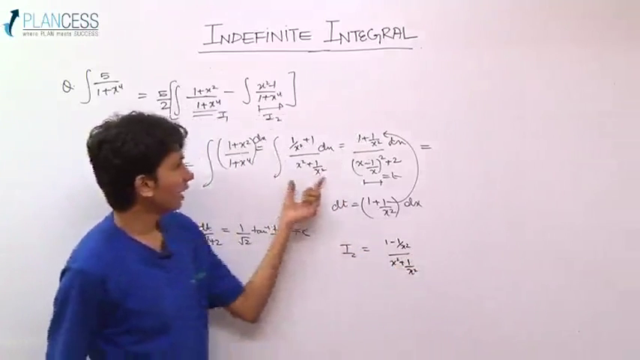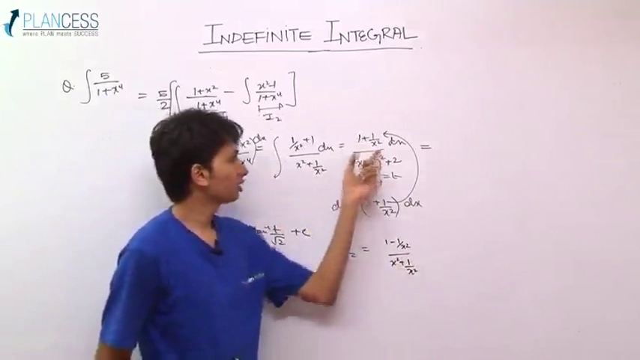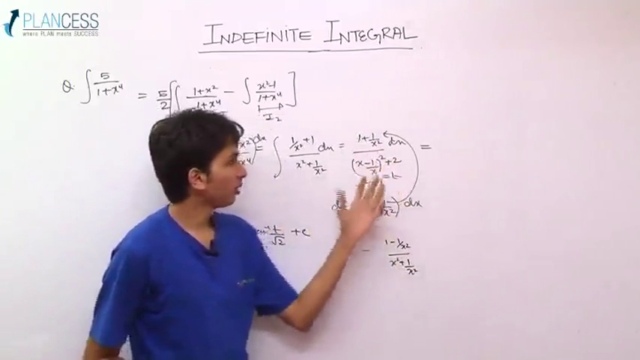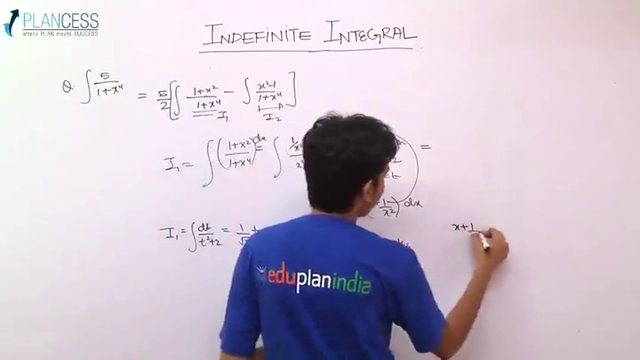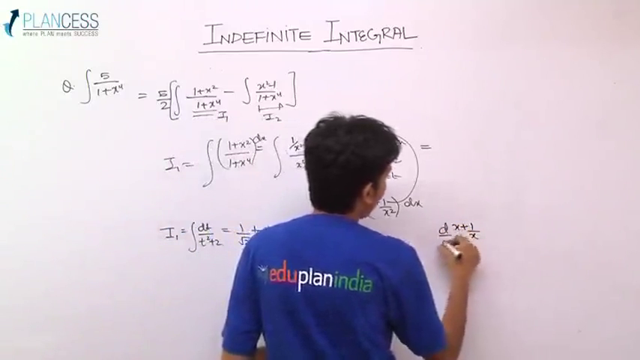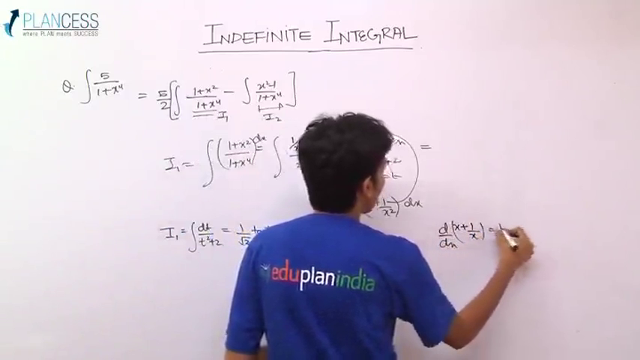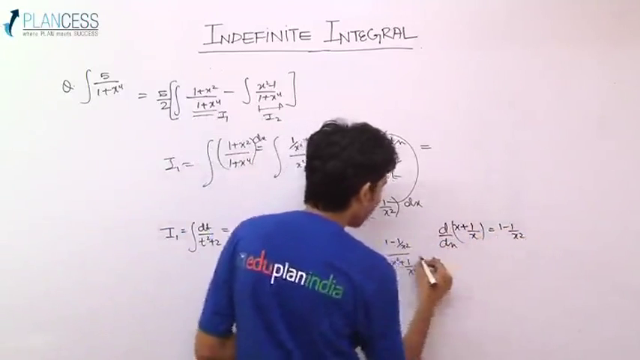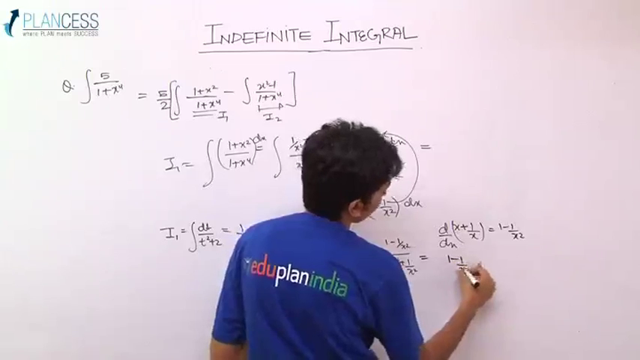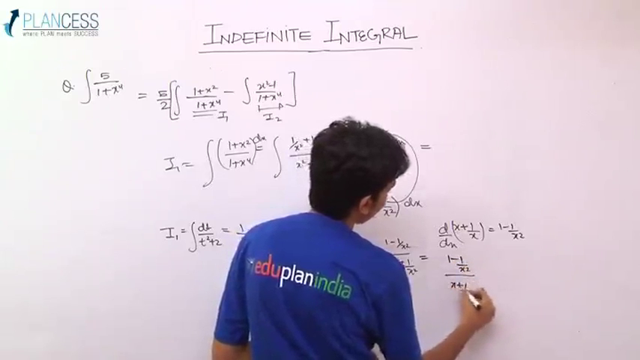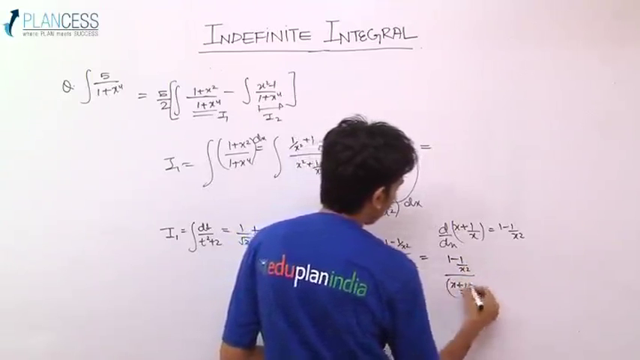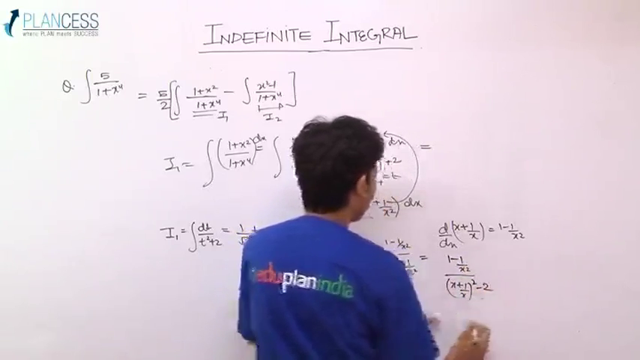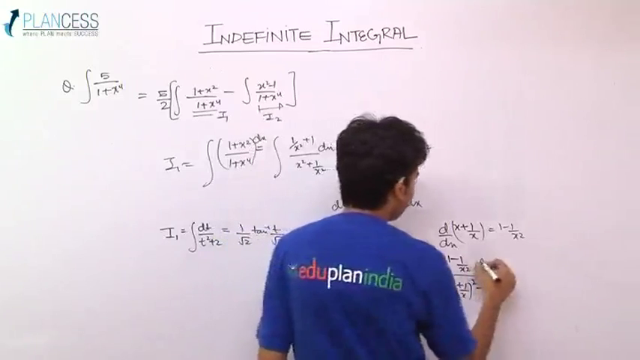But here the trick is, there I formed the square of x minus 1 by x plus 2 because its derivative was present. But here, since the derivative of x plus 1 by x is present, because its derivative d by dx is 1 minus 1 by x square, I am going to write this as 1 upon x plus 1 by x whole squared minus 2. So you get a plus 2 and minus 2, and this is the integral dx.